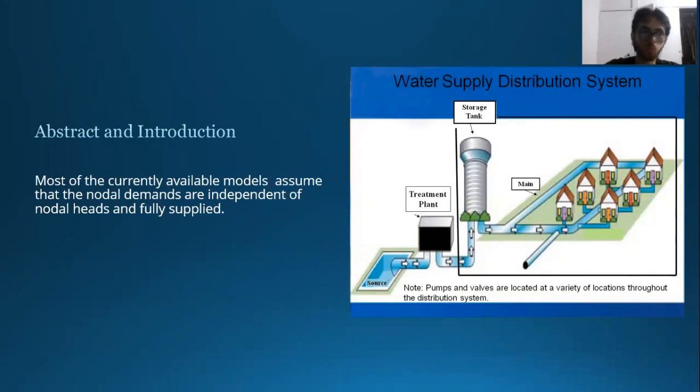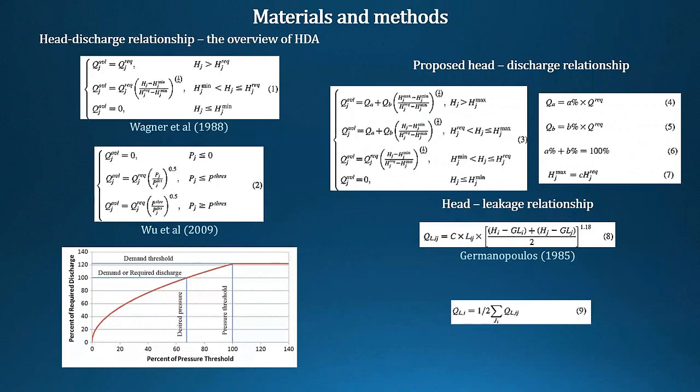We are probably going to get some nodes that will not be able to supply any discharge, and that is going to be a problem for the whole system and for the people using that system. So in order to simulate the actual performance, it's necessary to consider the relationship between the nodal head and the discharge in the system. Now we have materials and methods.